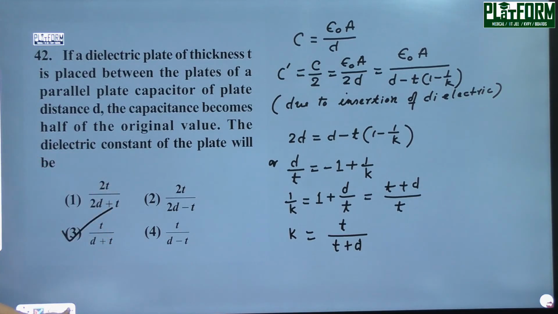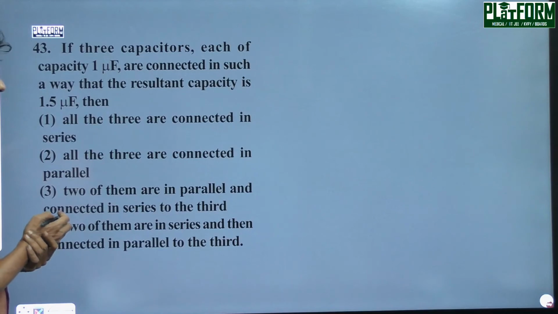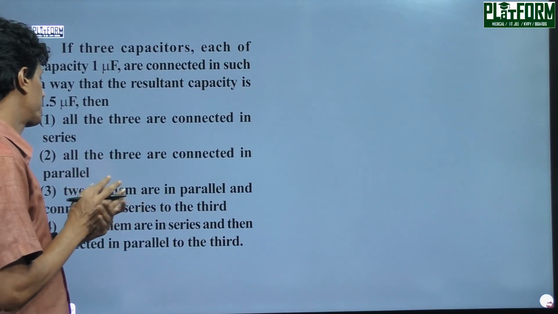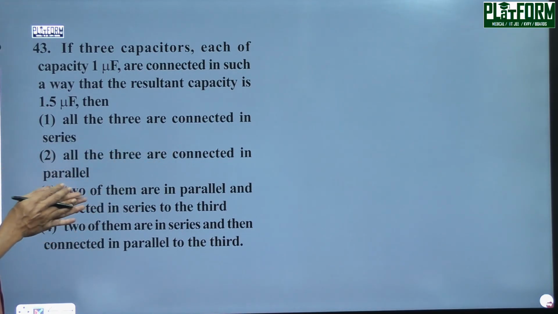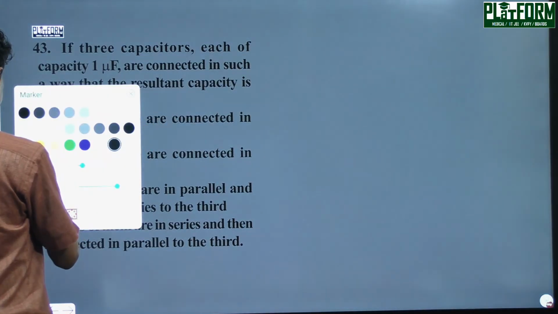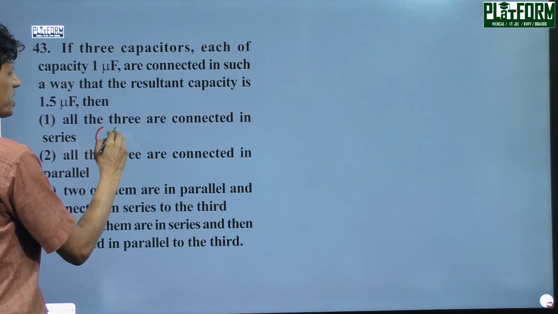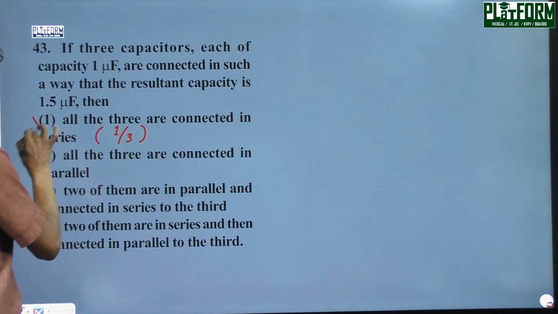Next problem. Three capacitors, each of capacity 1 microfarad, are connected in such a way that the resultant capacity is 1.5. We use the trial and error method. If all 3 are connected in series, the capacitance becomes 1 by 3. So this is not the right option.